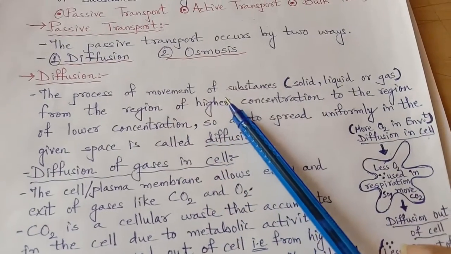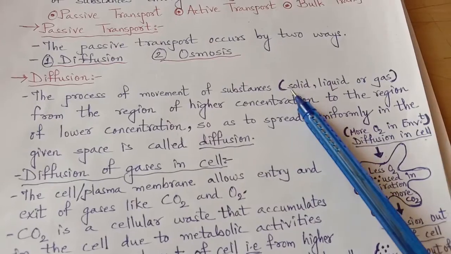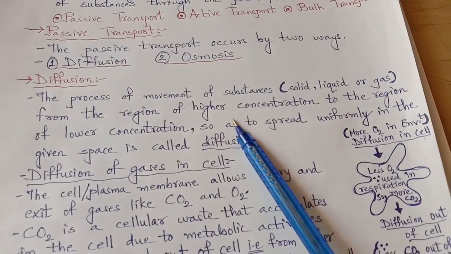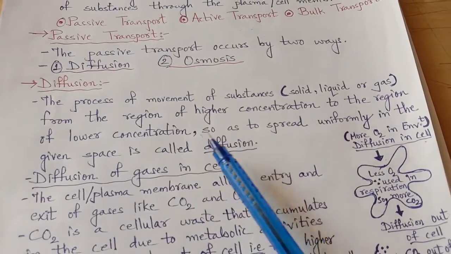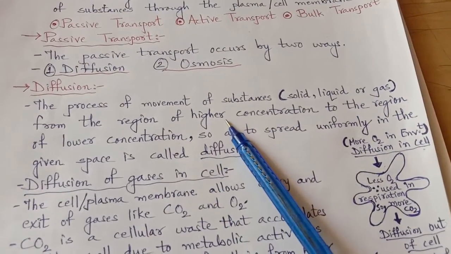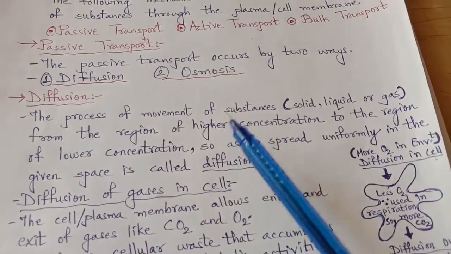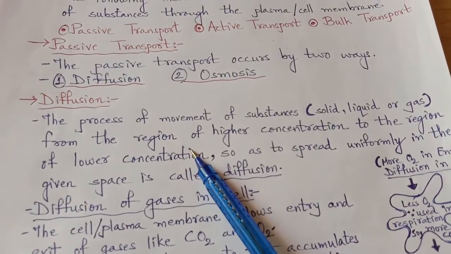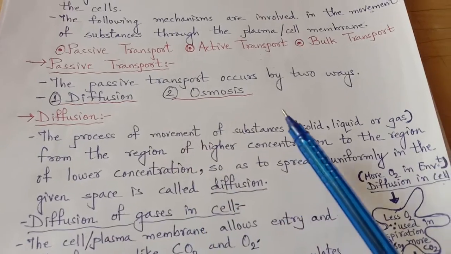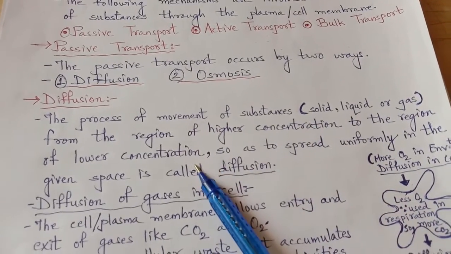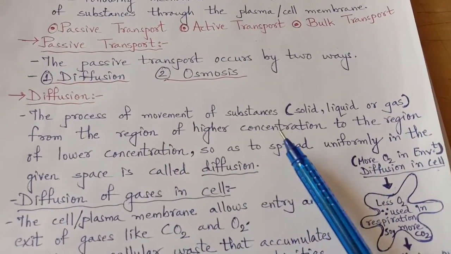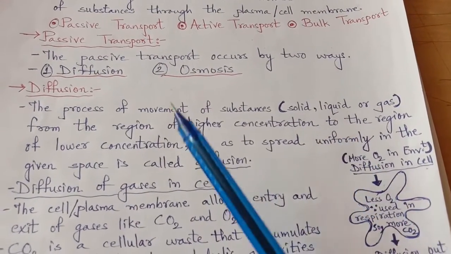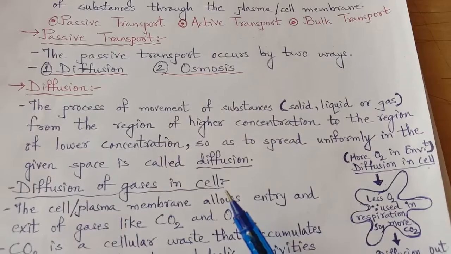The process of movement of substances, whether in solid, liquid or gas, from the region of higher concentration to the region of lower concentration. Higher concentration means where there is more, from there it goes to where there is less. That is called higher concentration to lower concentration. And spread uniformly. Uniformly means throughout the region.